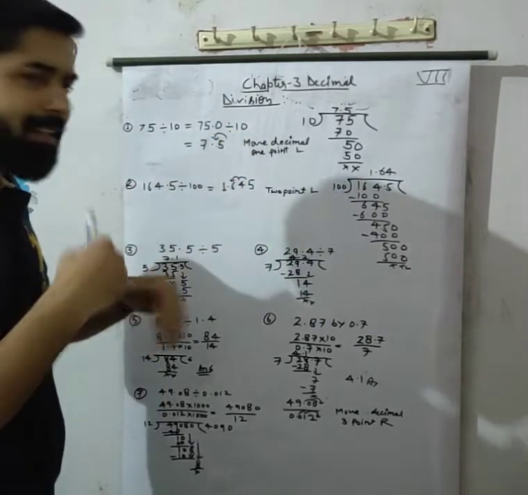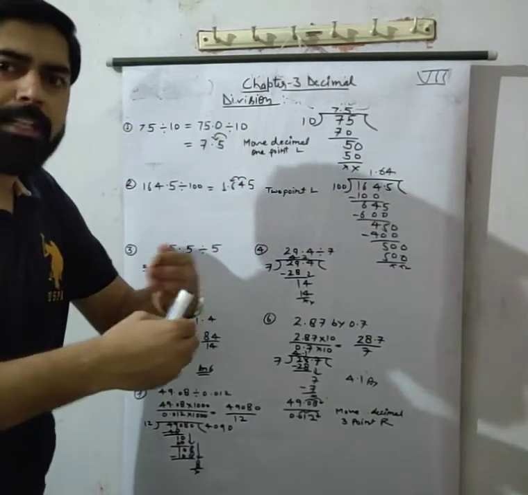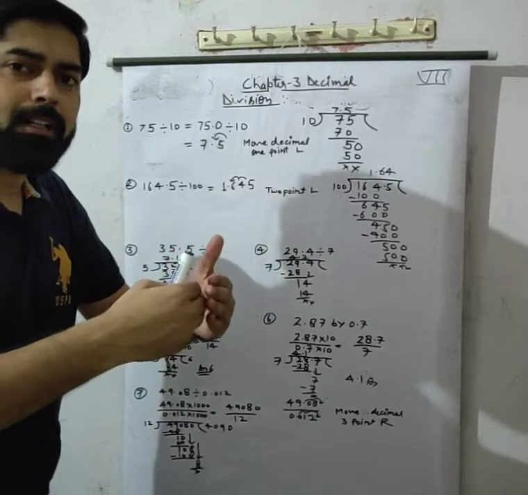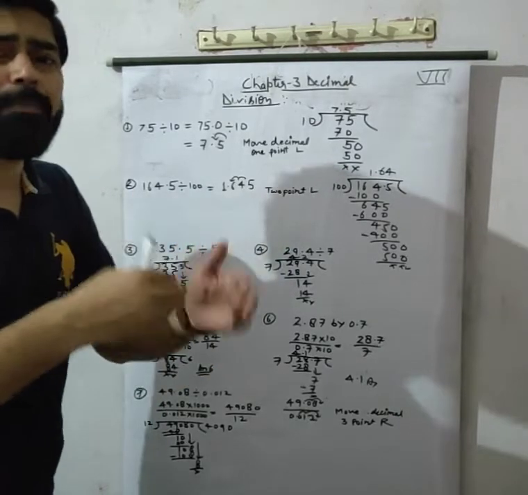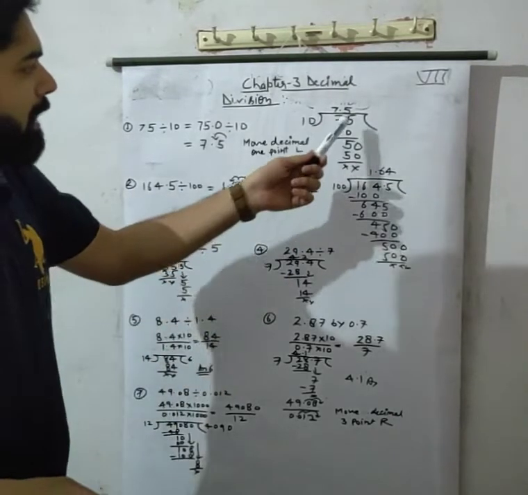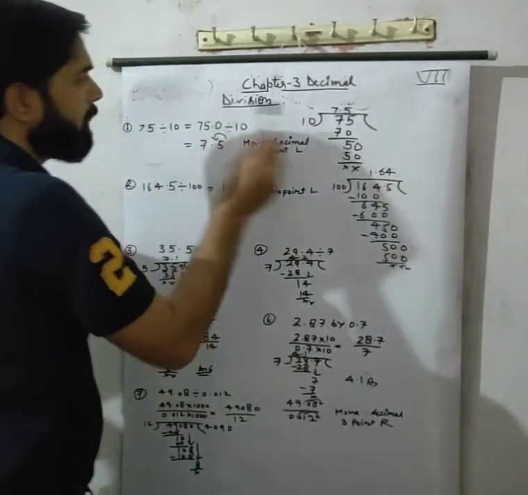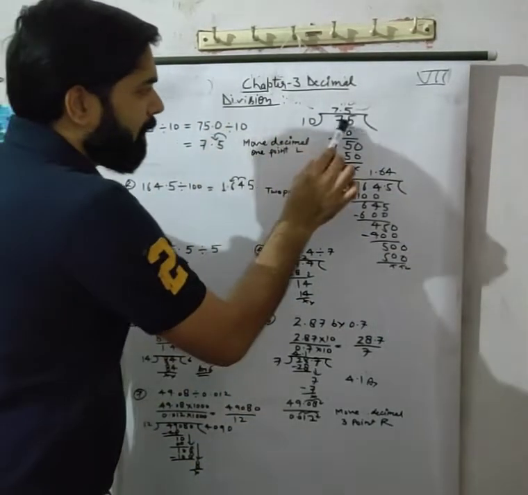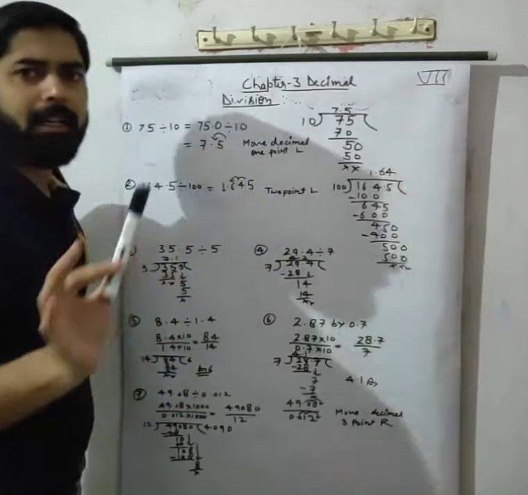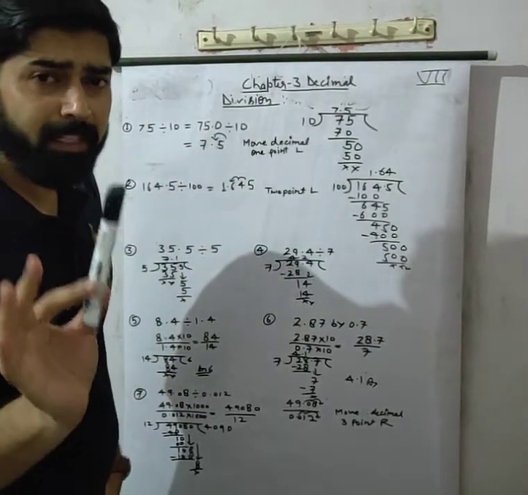Move the decimal 1 point to the left, because how many zeros in 10? One. Same as 100, how many zeros? Two, so you can move the decimal 2 points left. 1000, 3 points left. Look here, you can also divide by the division method. 75 divided by 10. You know the table of 10, so you can easily bring the table of 10.